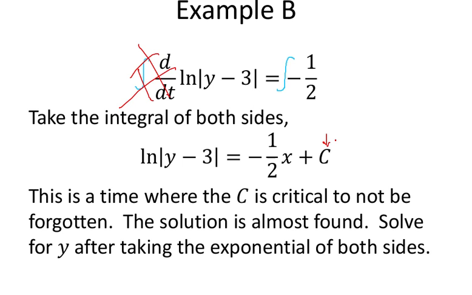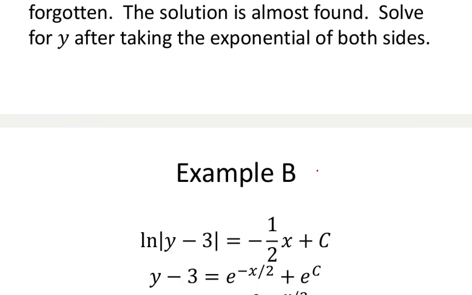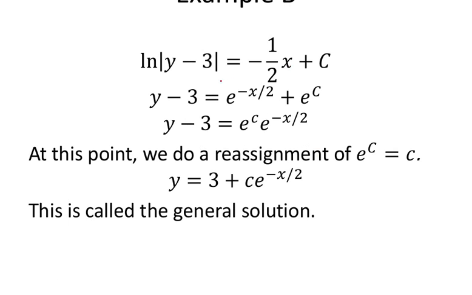We have to solve for y, and to do that we're going to have to take the exponential of both sides, e to the natural log, e to negative 1/2 x. Oh, look at that, e to the negative 1/2 x. Don't you remember that somewhere? Don't forget we have to do e to the c. That's important, very important. Take the exponential of everything. And so we end up with y minus 3. This suddenly just got to be fairly easy to solve for y. We have e to the c and e to negative x over 2.